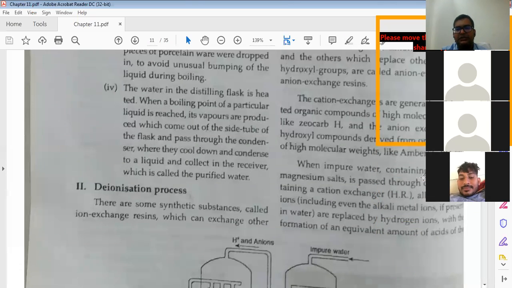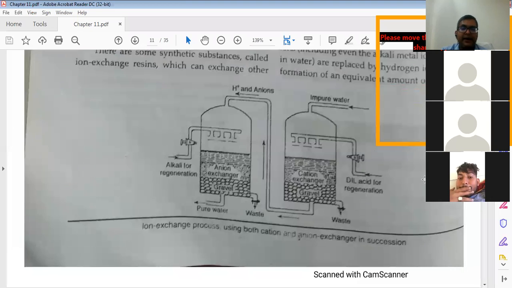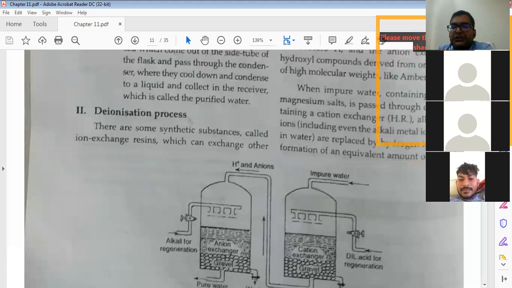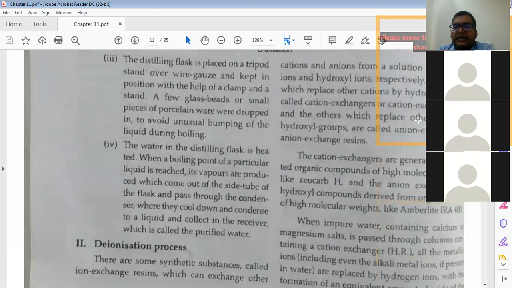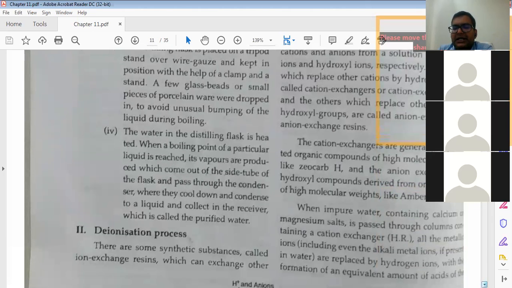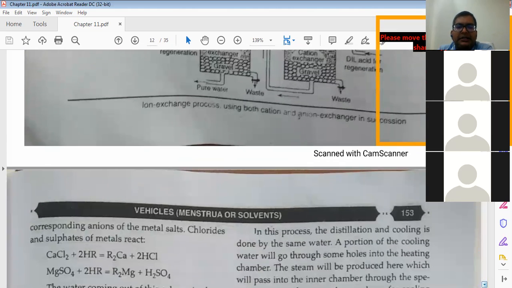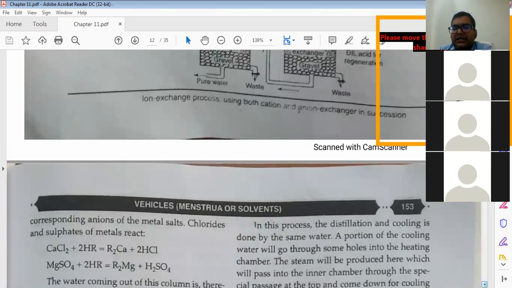To remember this process, the deionization process involves ions, because we know that there is cation and anion, H plus and OH minus. Now there are many impurities like chlorides, phosphates, magnesium, calcium. Different ions are used to reduce the impurities by making a compound, and they settle down in the water and we get the pure form of water. Remember: ion exchange process using both cation and anion exchange in succession.